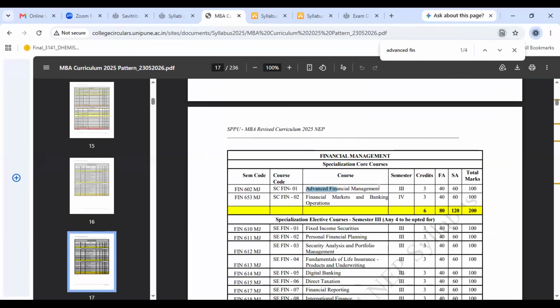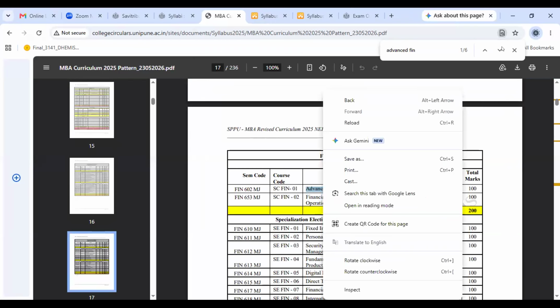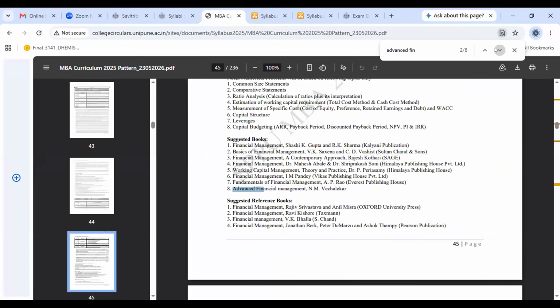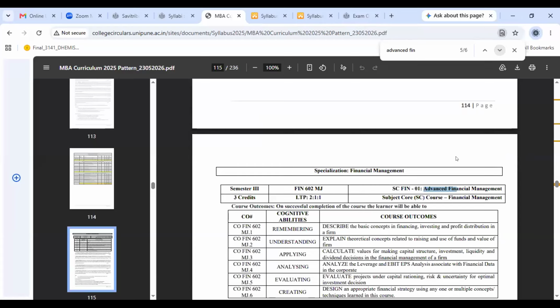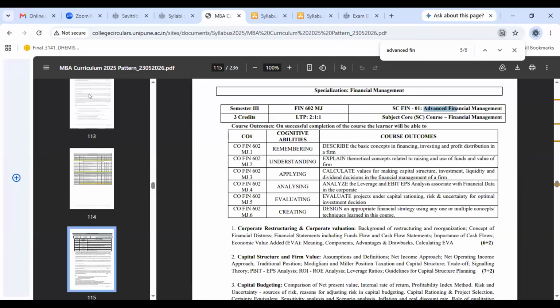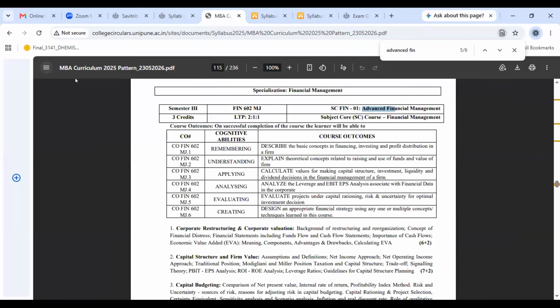So your subject code for this semester, Advanced Financial Management, is 602, and this subject is a core subject for your specialization. So I hope your syllabus is visible to you. Now let's start with understanding the syllabus.